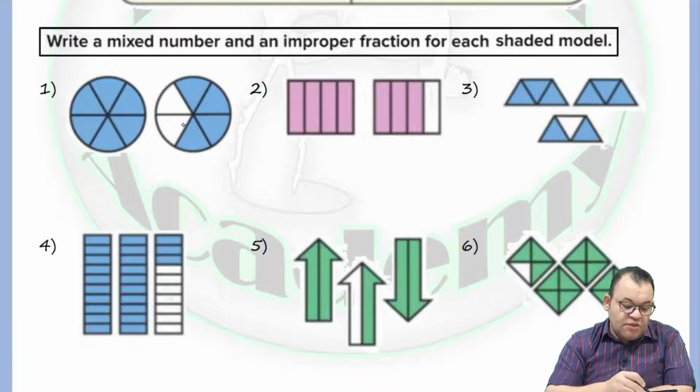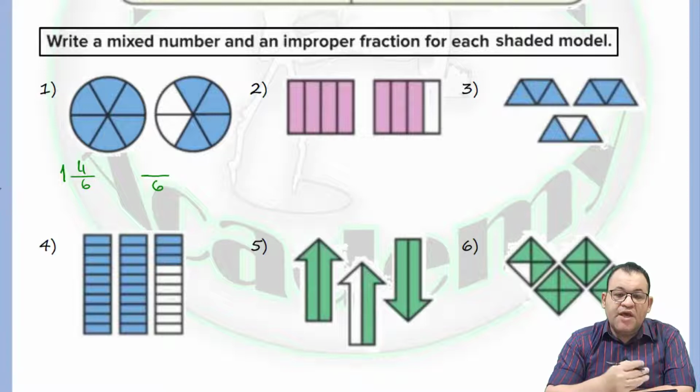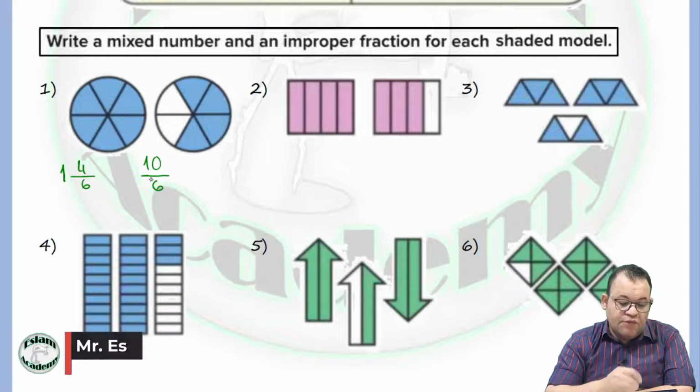If you look at question number one, we have one whole and a fraction. The shaded part is 4 parts out of 6 parts. That's the mixed number. Now we need to write it as an improper fraction. To write an improper fraction, write the denominator without any change. Then count how many shaded parts we have. For the first one we have 6, and for the second we have 4, which means we have 10. So the mixed number which represents the model is 1 and 4 over 6, and the improper fraction which represents the model is 10 over 6.